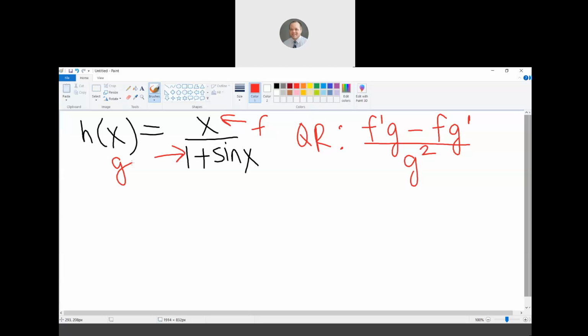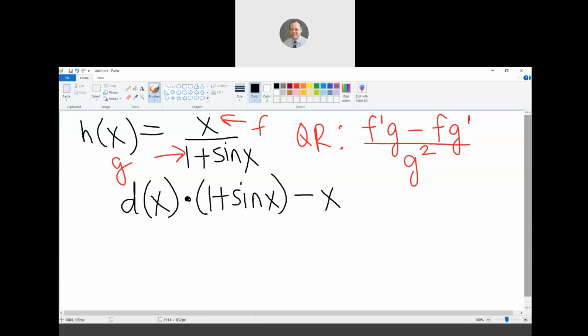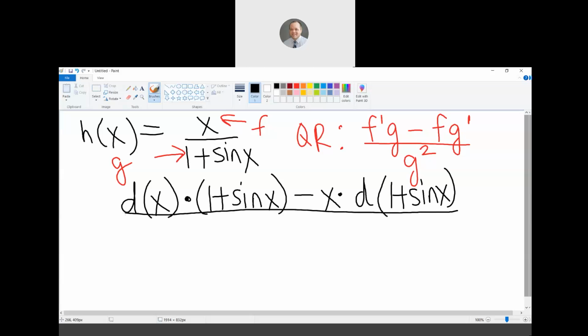So let's plug everything into our quotient rule. Over here, the derivative of f, or derivative of x, times g, which is 1 plus sine x, minus f, which is x, times the derivative of g, or derivative of 1 plus sine x, and that's all over 1 plus sine x quantity squared.